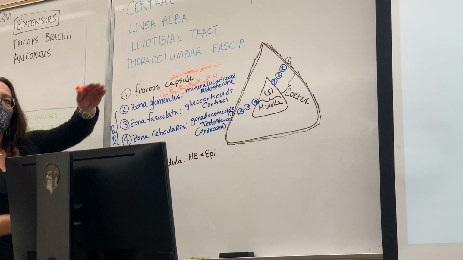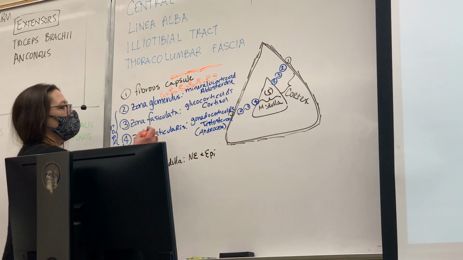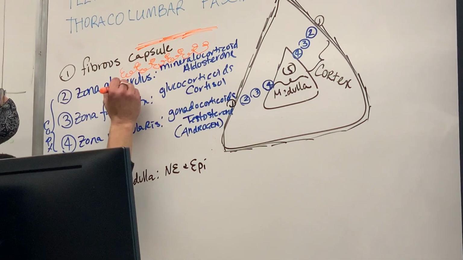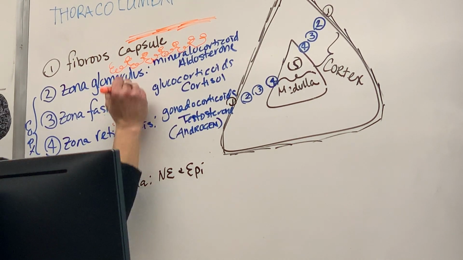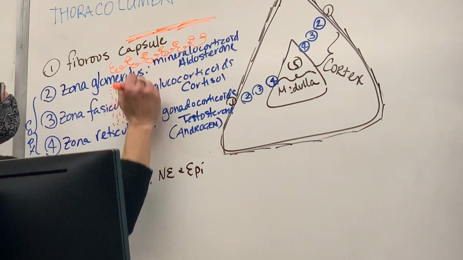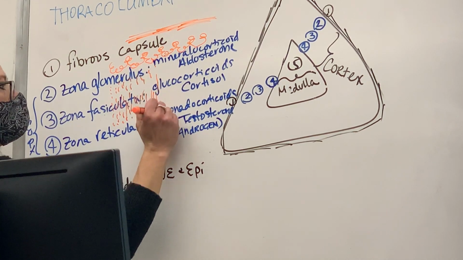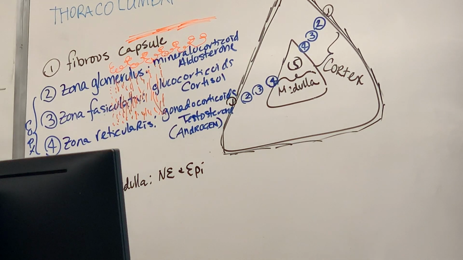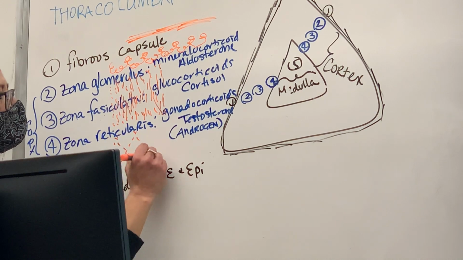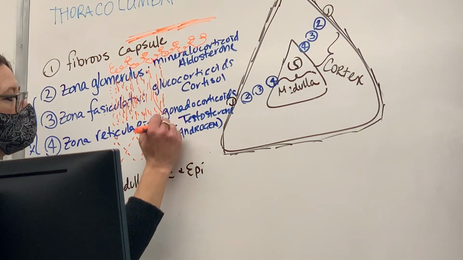Fasciculata is going to be the biggest layer of the cortex, and here the cells look like they're in these columns, running up like this. So kind of like that. And then reticularis is always going to be by the medulla. And reticularis, the cells look like they're doing this. They're in diagonal columns.